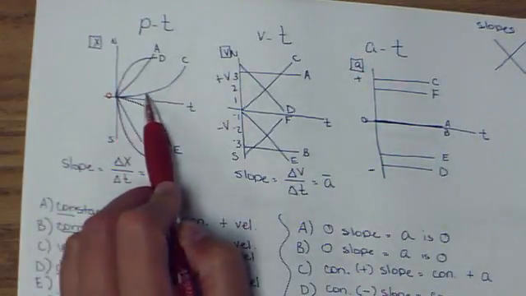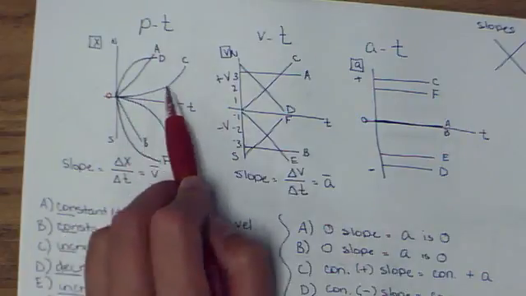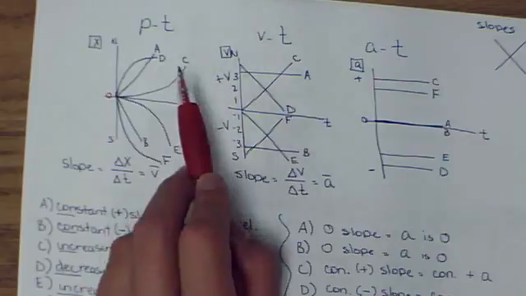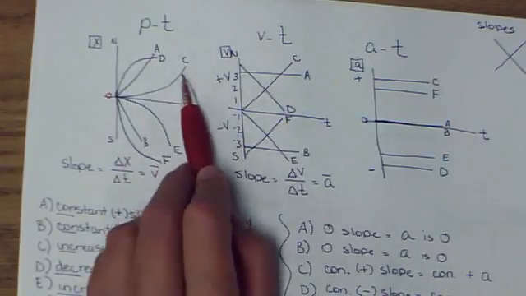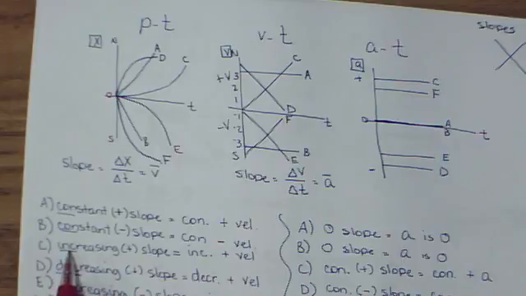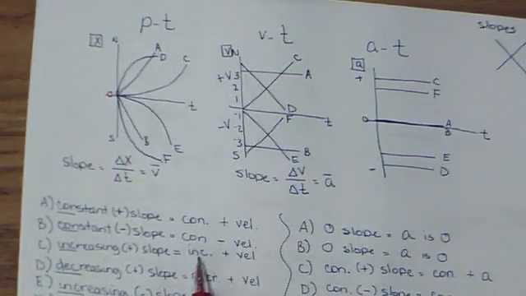Barrett starts out with a very shallow slope, followed by a steep slope. So the slope is increasing, and it's a positive slope. It goes up to the right. So for line C, he has an increasing positive slope. Therefore, he has an increasing positive velocity.